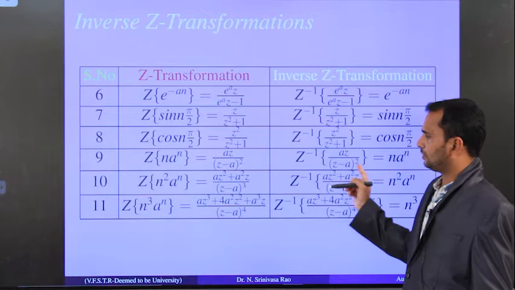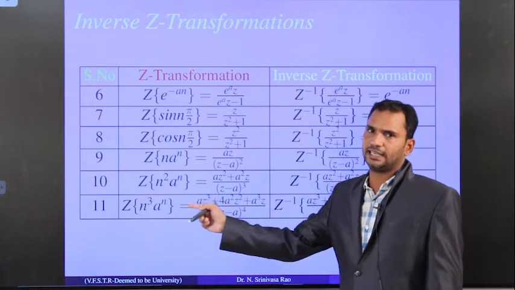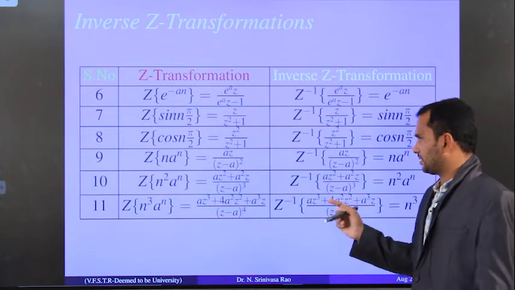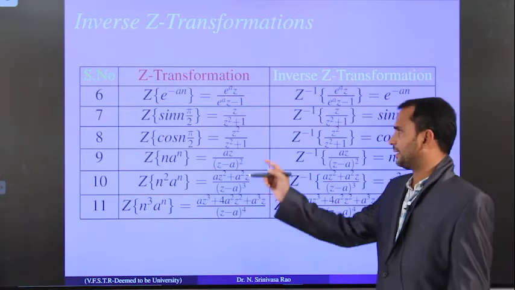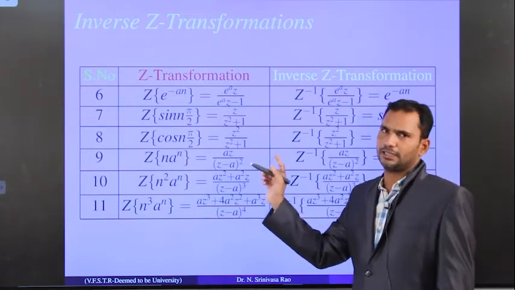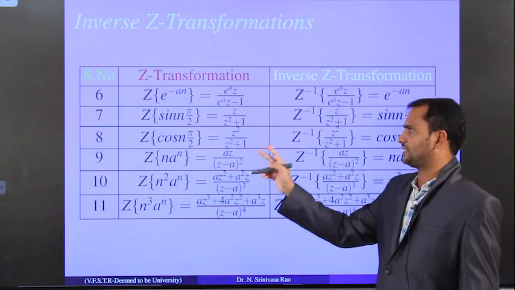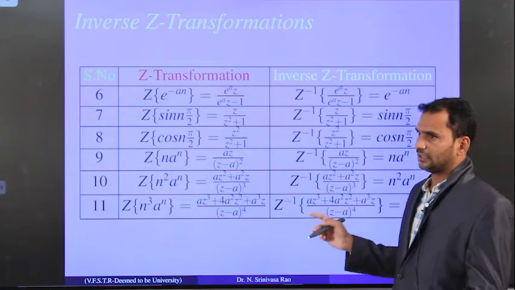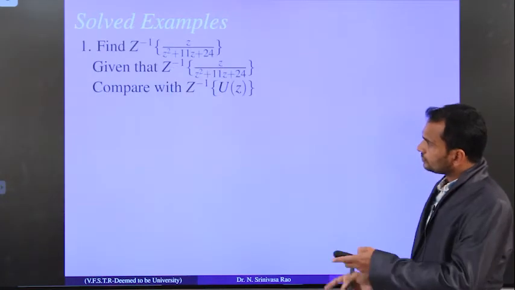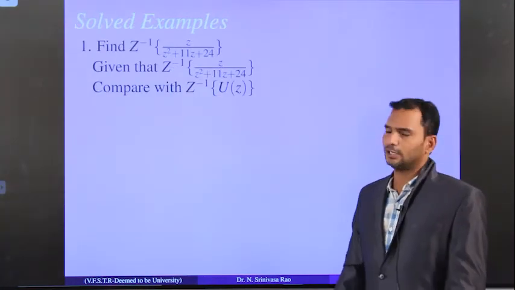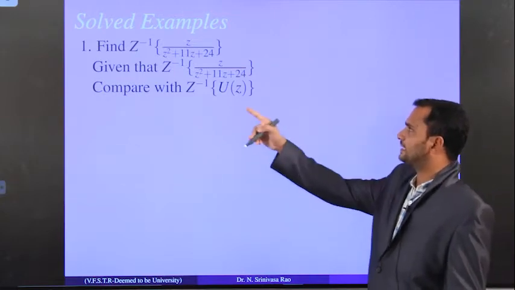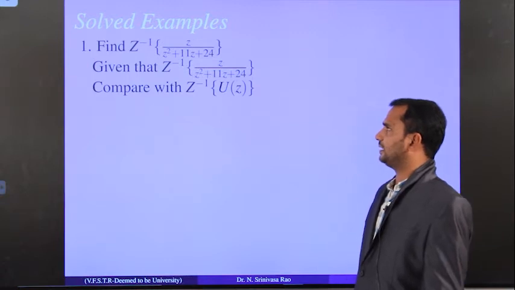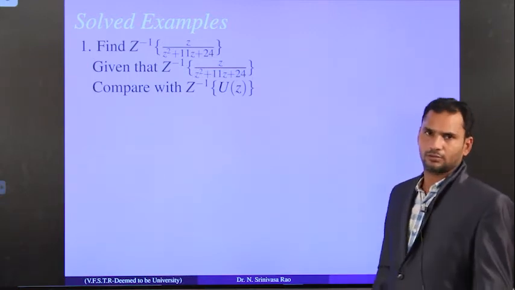If you know the Z transform, then we can estimate the inverse Z transformation. So just keep in mind the only important point: in every Z transformation formula we have z as a common factor in the numerator. Therefore now we'll go for examples. Look at example 1. Find the Z inverse of z by z square plus 11z plus 24.